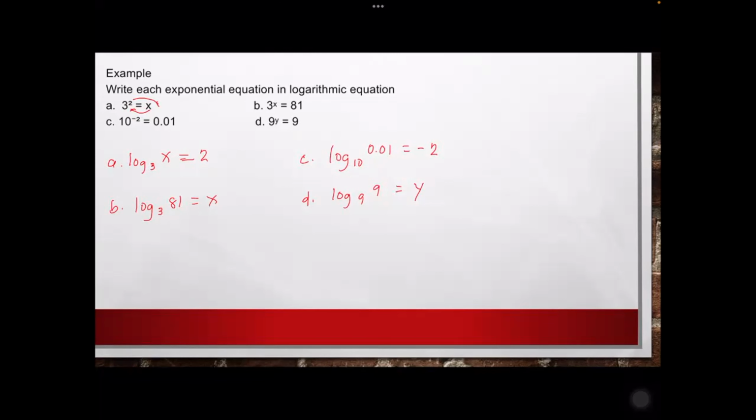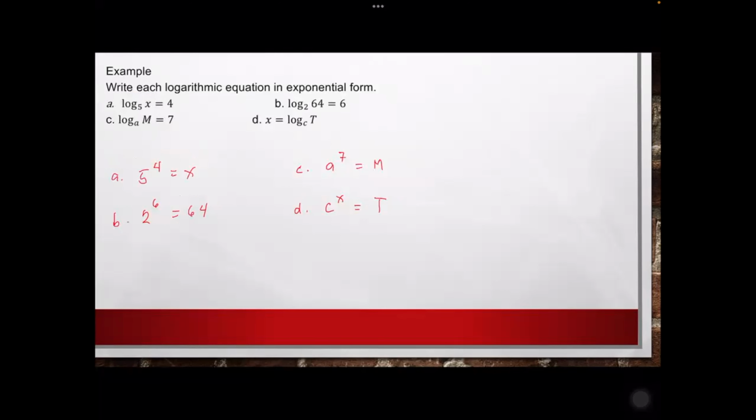Then, for the letter B, we have 3 raised to x is equal to 81. So, logarithm of 81 is equal to x with base of 3. So, yun po yun. In the other example, we have from logarithmic equation to exponential, logarithm of x is equal to 4 with base of 5. So, magkakaroon ka ng 5 raised to 4 is equal to x. For the letter B, we have logarithm of 64 is equal to 6 with base of 2. So, you will have 2 to the 6 is equal to 64. So, that is the exponential to logarithmic and logarithmic to exponential.